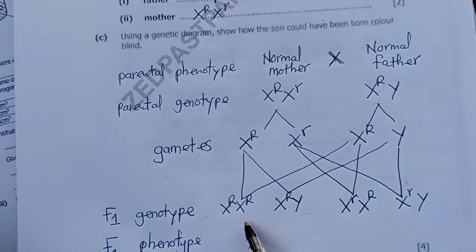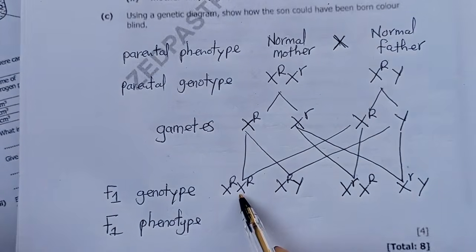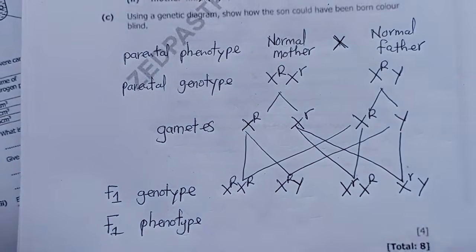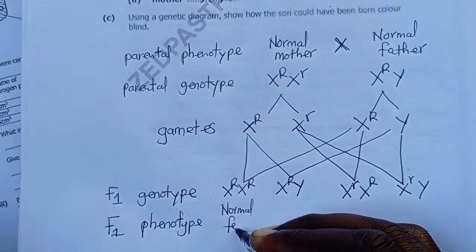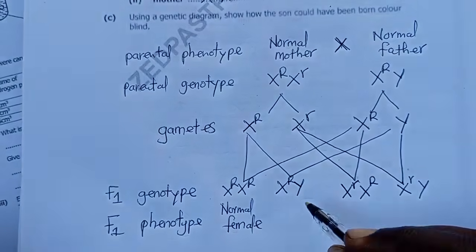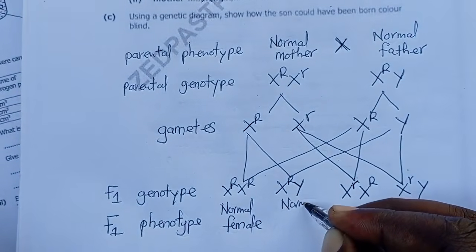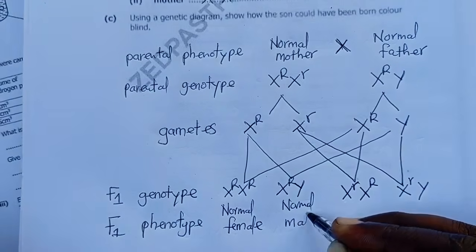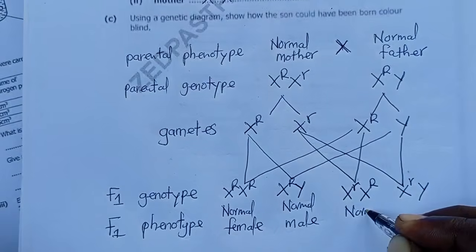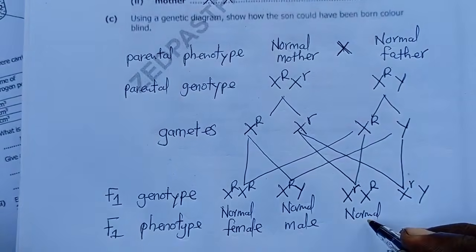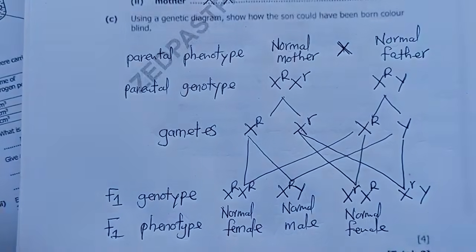Then for the first generation phenotype, we now get to have these ones. We say, okay, this one that was born is a normal female. Then this one, we get to say this is a normal male. This is a normal female, but we know that this is a cardia. Normal female, but is a cardia. So this one is a cardia.